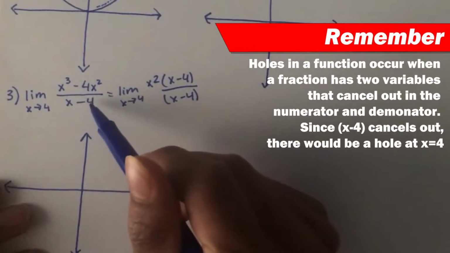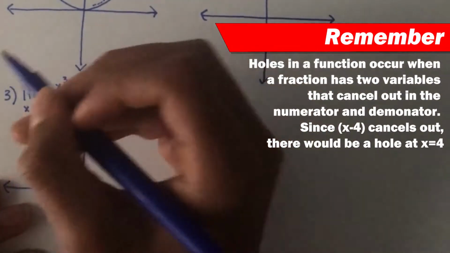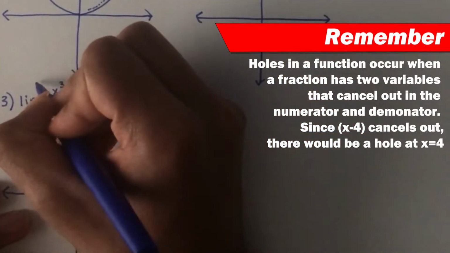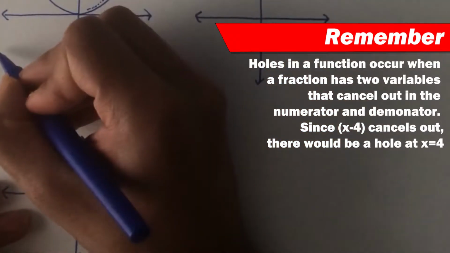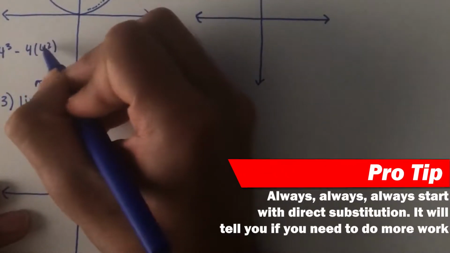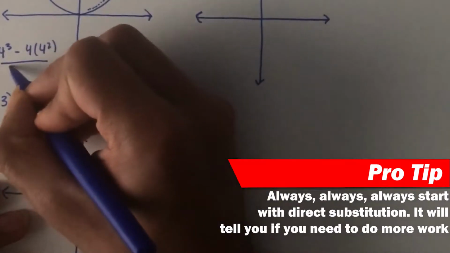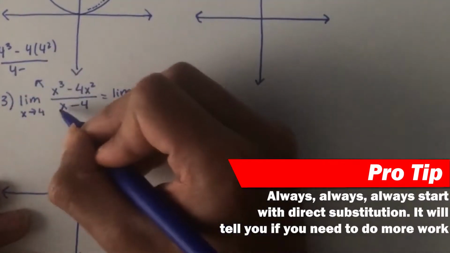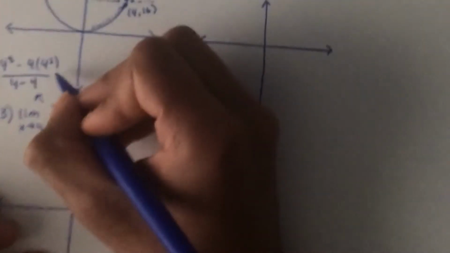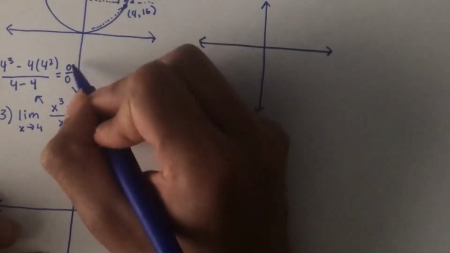But our original function isn't the same, because at x equals 4, there isn't a value. It's undefined. The first step we should always do is direct substitution. So if we were to directly substitute, we would get 4 cubed minus 4 times 4 squared, which is 4 squared times 4, which is 4 cubed. So we know this is equal to 0, and then the denominator is going to be 4 minus 4, which is going to equal 0. So we're going to get 0 over 0.